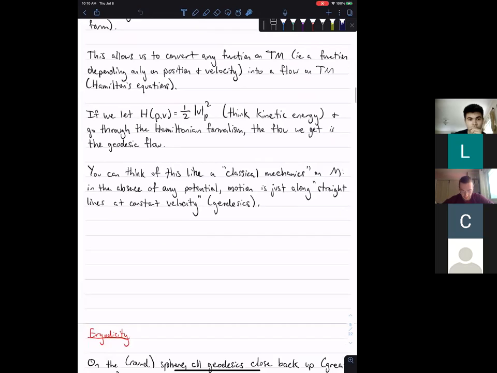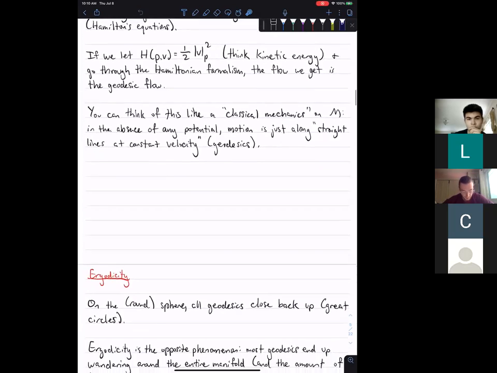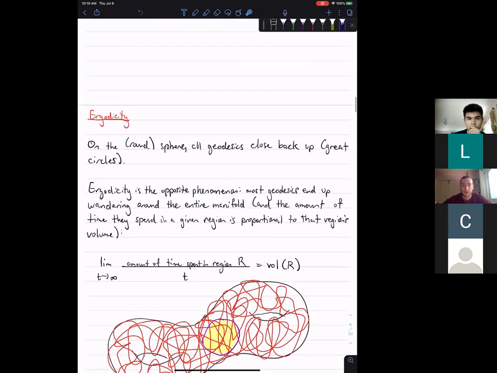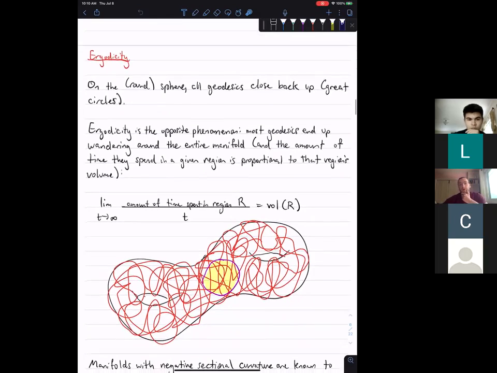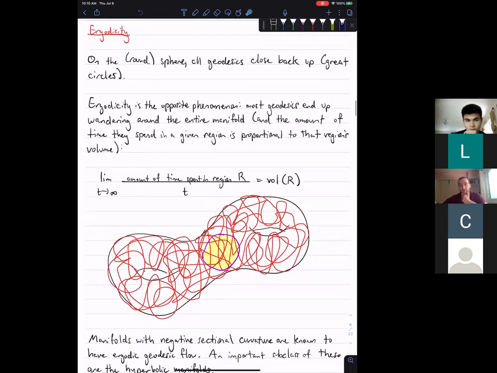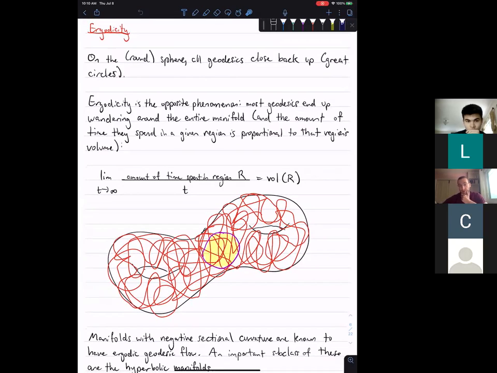Okay, so now I want to introduce the concept of ergodicity. So before I mentioned, if you consider a sphere, any geodesic you choose is going to close back up to itself. Namely, these are the great circles on a sphere. But that is really exceptional. Ergodicity is sort of like the opposite phenomenon. It's saying that if you choose a generic geodesic and you follow it for a long time, then the amount of time that the geodesic spends in any given region of the manifold is proportional to that region's volume.